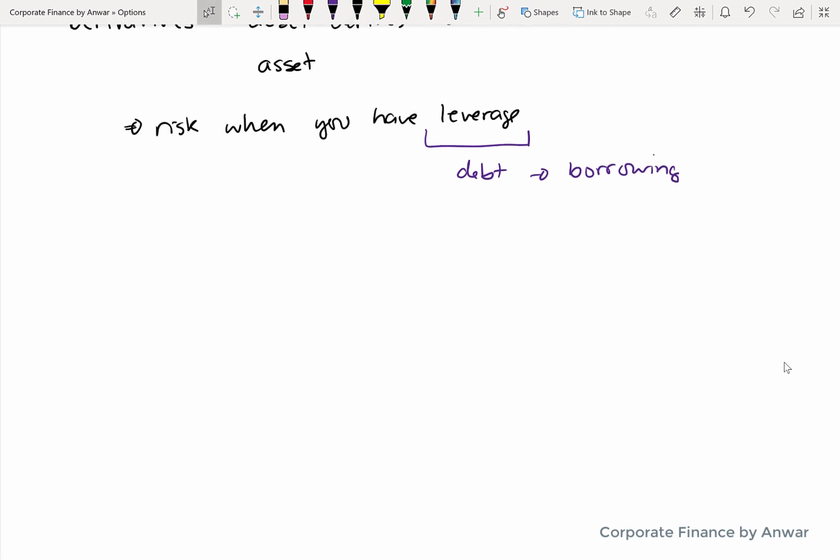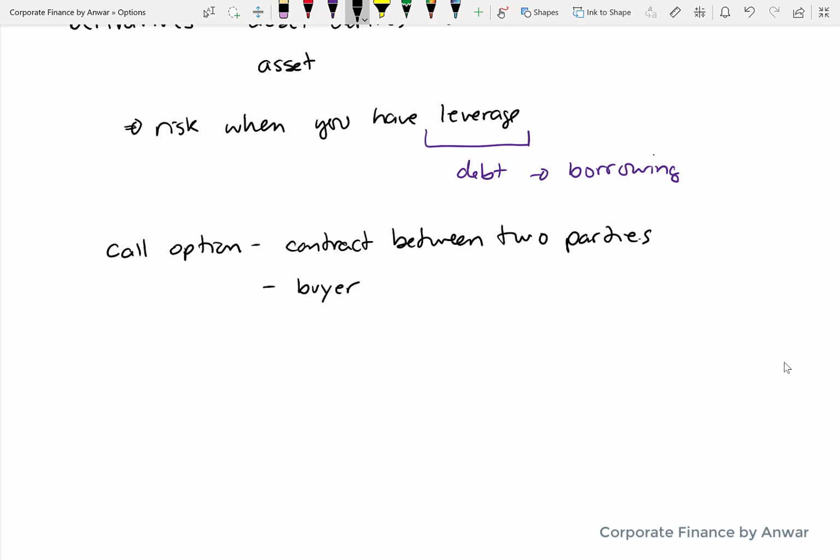Now, options are derivatives and they do have leverage, so they do have risk associated with them. I'm going to talk about a call option first. A call option is a contract essentially between two parties. I'll write the key concepts of this out. The contract gives the buyer the right to buy shares of a company.